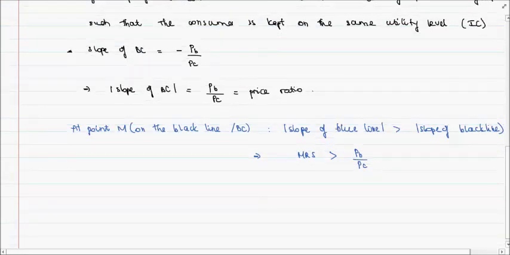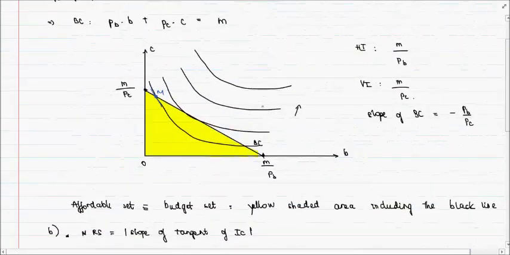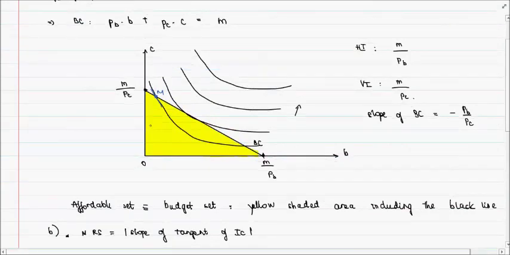How do I know that the slope of the blue line is bigger than the slope of the black line? Like I mentioned before, the steeper the curve, the bigger the absolute value of the slope. As you can see, the blue line is steeper than the black line, indicating that the absolute value of its slope is bigger, which is what we want. So this point M over here is the bundle satisfying what the question is asking you to do.